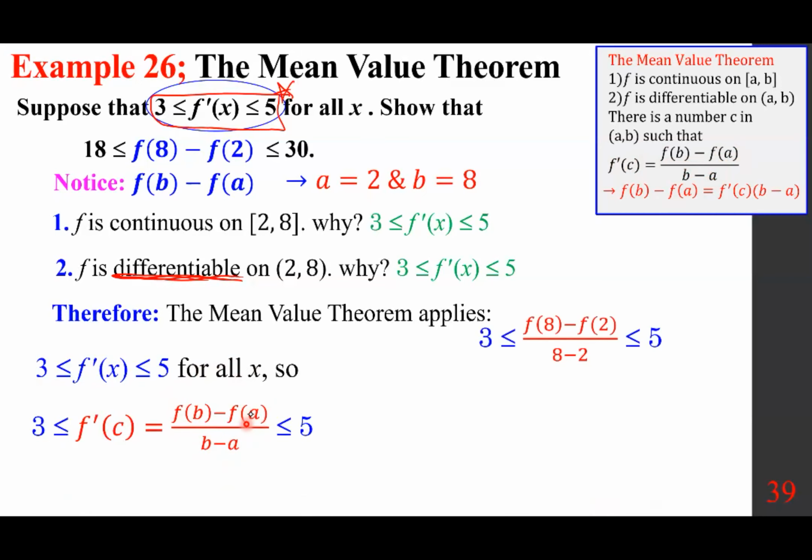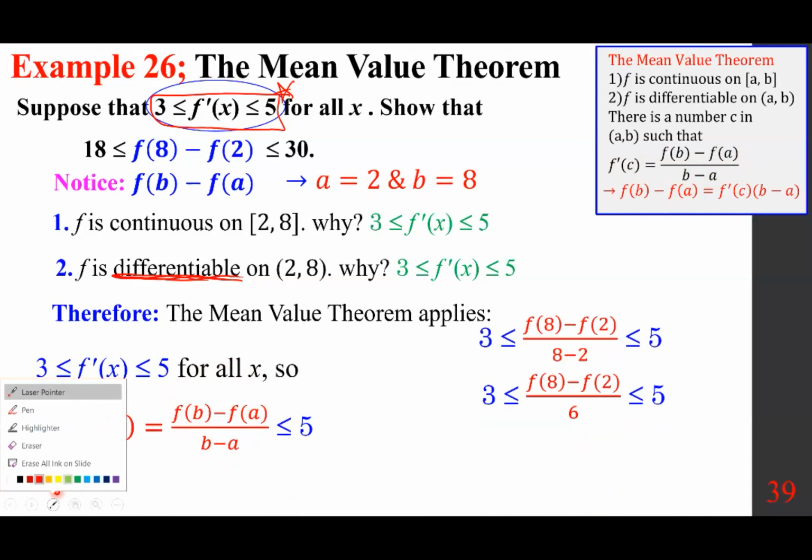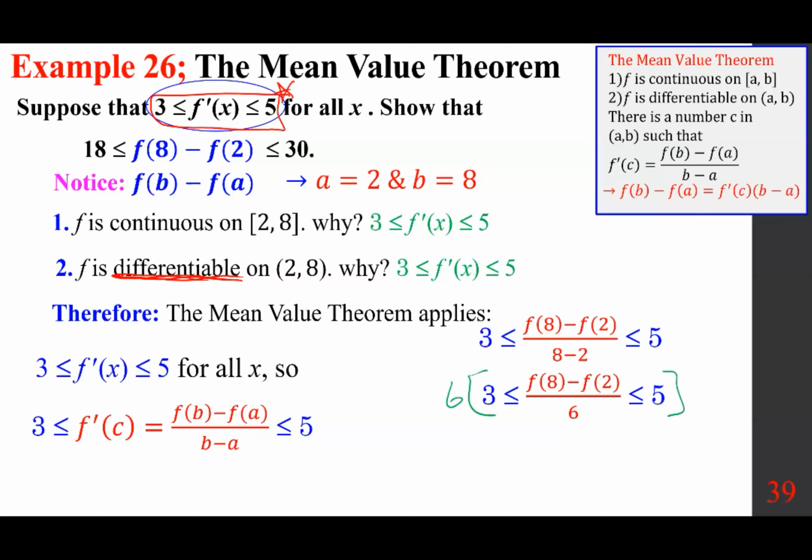Now 8 minus 2 is what? 6. And we're going to multiply all sides by the number 6. This becomes 18. 6 goes away. 5 times 6, 30. And believe it or not, this is the proof, everybody. So we were supposed to show that f of 8 minus f of 2 is between 18 and 30. And that's exactly what we have here.